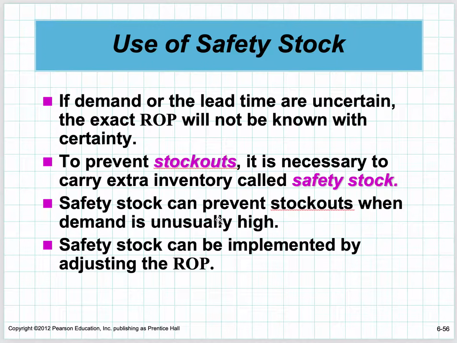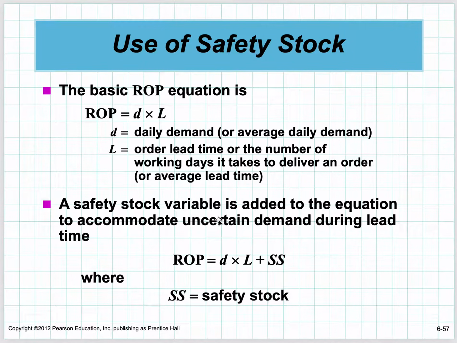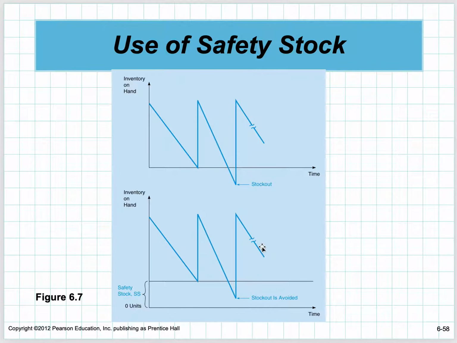So the basic reorder point equation is D times L. We talked about that before. But now they want to add safety stock. They want to add even more safety stock to that. And they want to add another buffer or cushion, so that I don't want to have a stockout if the demand is a little bit high and my product doesn't get there in time. I want to carry this extra safety stock to not have these stockouts. And the stockout would be avoided because they take the whole sawtooth thing and raise it up by the safety stock.